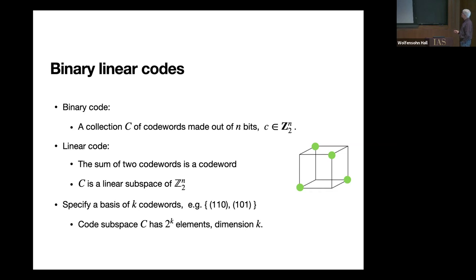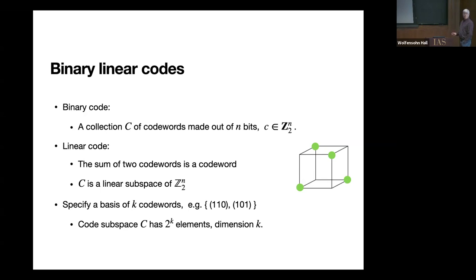another code word. So you can picture Z2 to the nth as the corners of an n-dimensional cube, and a code in general will be a subspace of the set of all the corners of the cube. So these green dots here are a possible code, and it's a linear code. You can check that the sum mod 2 of any pair of these four vectors is another one of those four vectors.